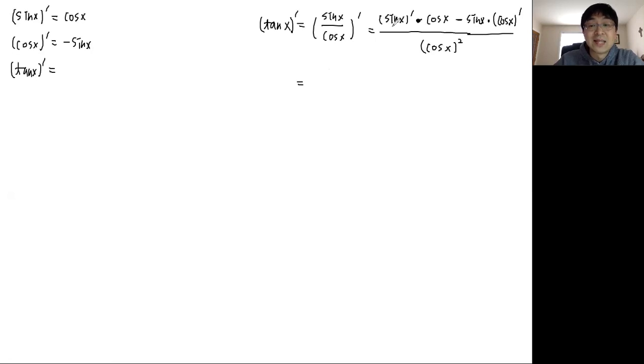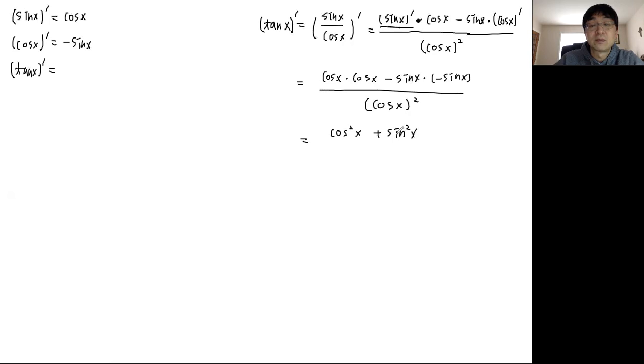The derivative of sine of x is cosine of x, so we have cosine of x times cosine of x. Right? Sine of x prime is here, exactly cosine of x, minus sine of x times cosine of x prime, which is negative sine of x. So we have negative sine x over cosine of x squared. This is cosine squared. Negative sine times negative sine is positive sine squared.